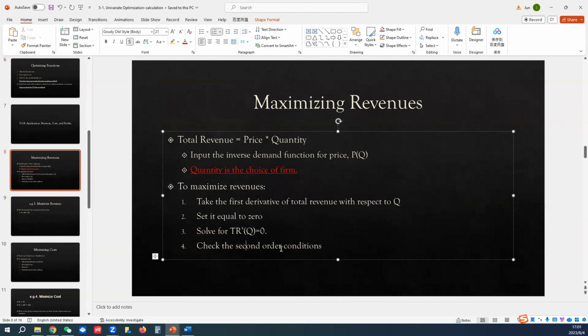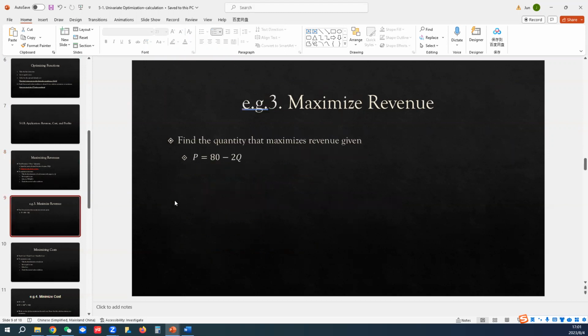And then we need to check the second order condition to make sure you are actually solving a maximizing problem, not a minimizing problem. So here is the example. P equals 80 minus 2Q. And here we are to find the quantity that maximizes the revenue.